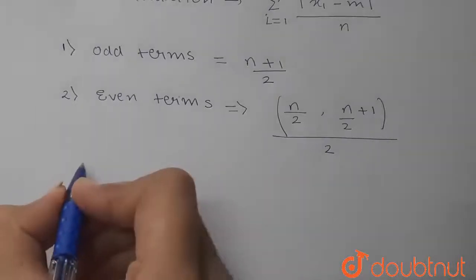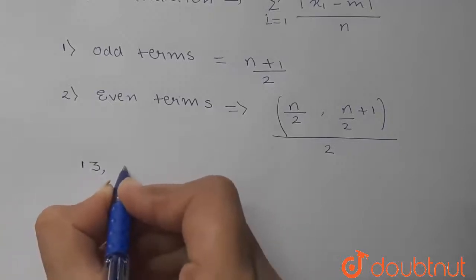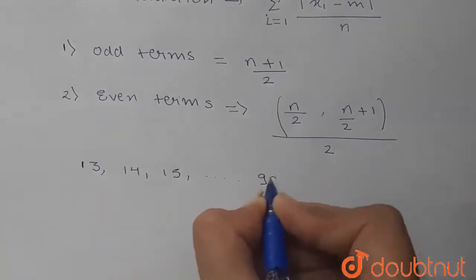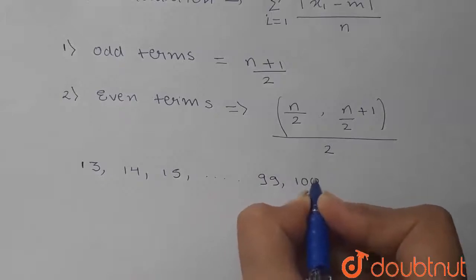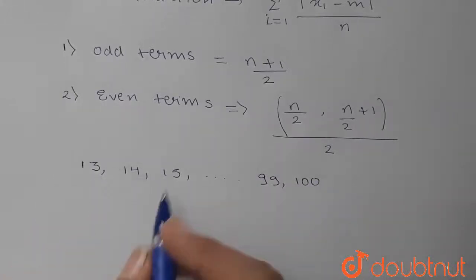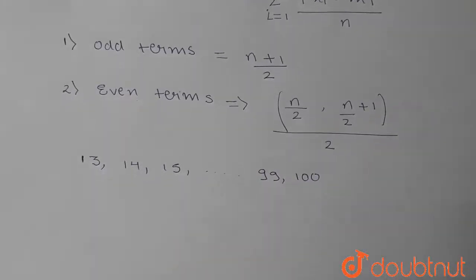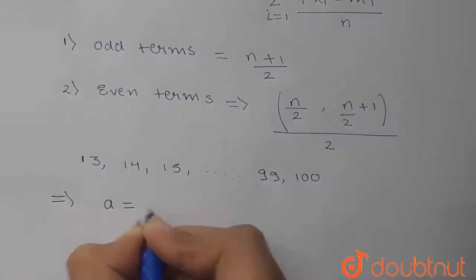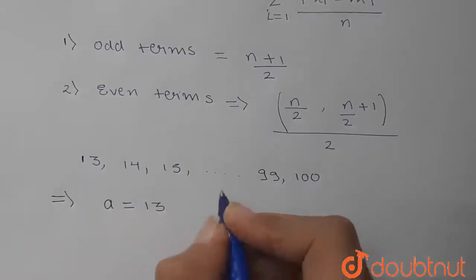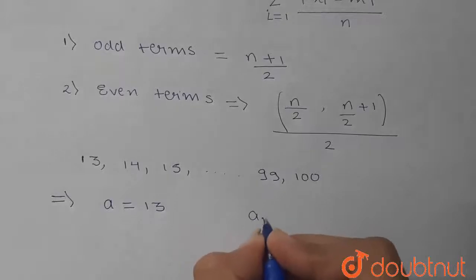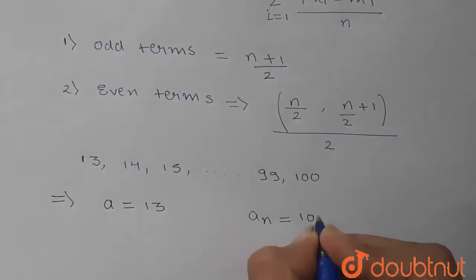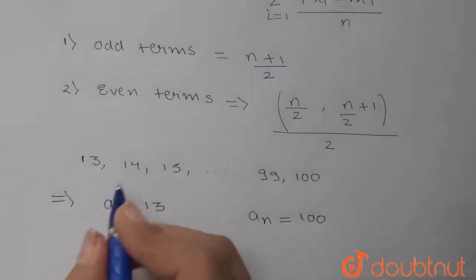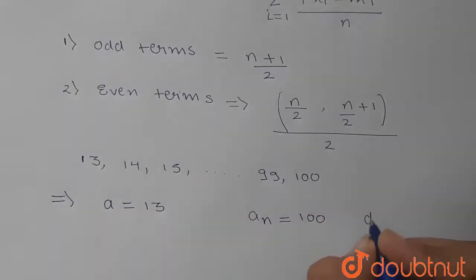Now see what is given to us. We are given this series, 13, 14, 15 till 99, 100. We can see that this is forming an AP. In the AP, the first term is a equal to 13, the last term an is given as 100, or we can say l equal to 100, and d, the common difference, is coming as 1, that is 14 minus 13.